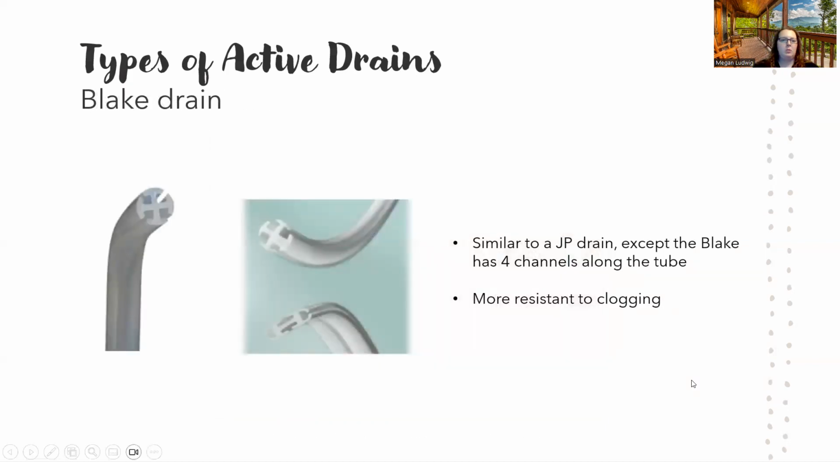Okay, another type of active drain is called a Blake drain. It is very similar to the JP, but if you look closely at the end, it is shaped differently. It could still be hooked up to that bulb grenade though. So the tip is different. It actually has 4 collection channels, and it can be flat or round as well, but there are some benefits to this. It's a little more resistant to clogging, and I think it's even a little bit easier to take out of the patient later, as opposed to the JP. So I just wanted to show you that slight variation there.